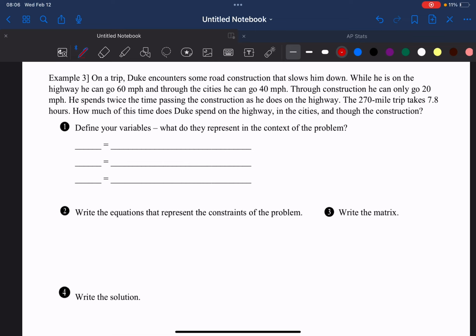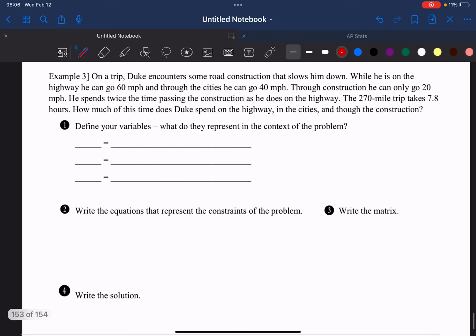Okay, so here it wants us to first identify our variables. So we're going to say x is equal to the highway. That's the first one we're looking for. Then we're going to say y is equal to the cities, and z is equal to the construction. Now it wants us to write the equations that represent the constraints on the problem. So I'm going to go back to the problem and reread it.